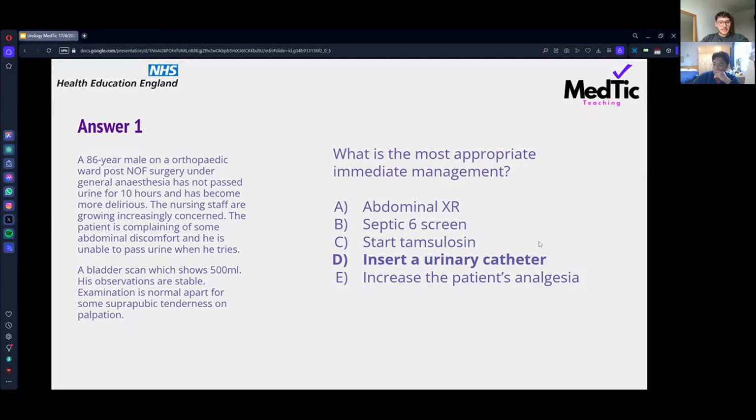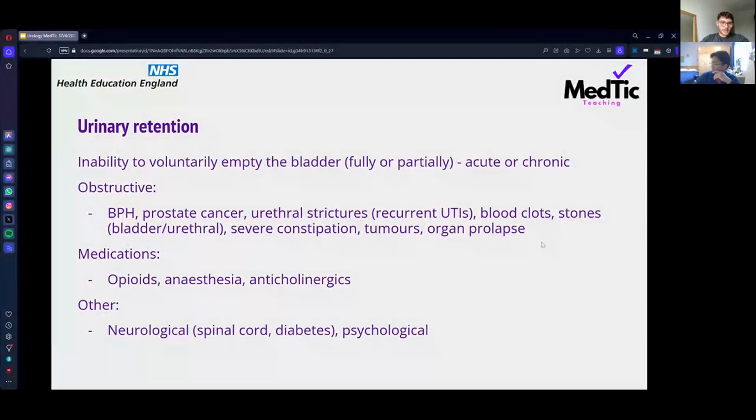If we move on to the next slide, we'll talk a little bit about urinary retention. It's the inability to voluntarily empty the bladder. It can be acute and chronic. In this patient, it was acute. In terms of thinking about causes, the obstructive ones are usually the more common ones, and can be either chronic or acute, usually chronic leading into acute retention.